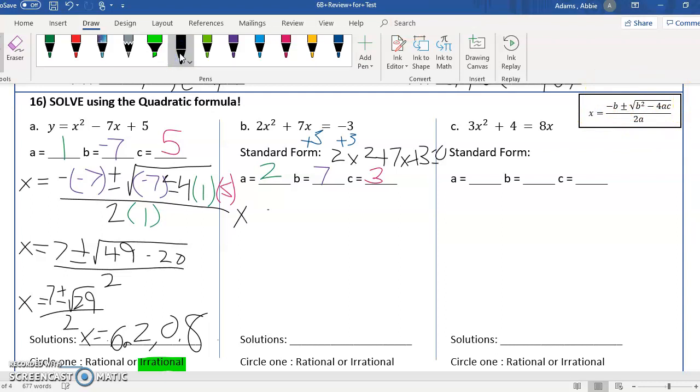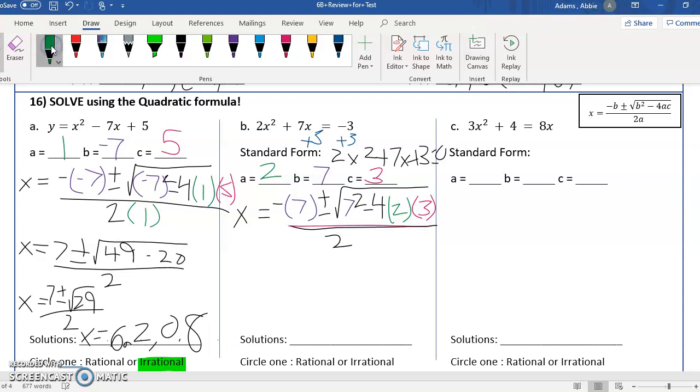So I have x equals negative, in this case it's going to be positive 7, plus or minus the square root of 7 squared minus 4 times my a value of 2 times my c value of 3, divided by 2 times my a value of 2.